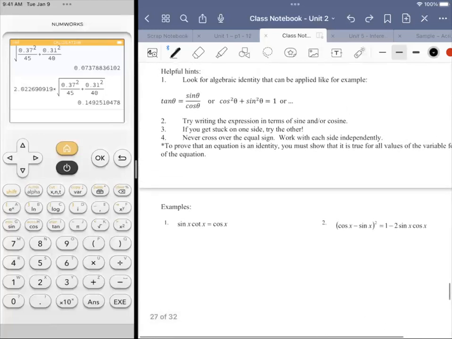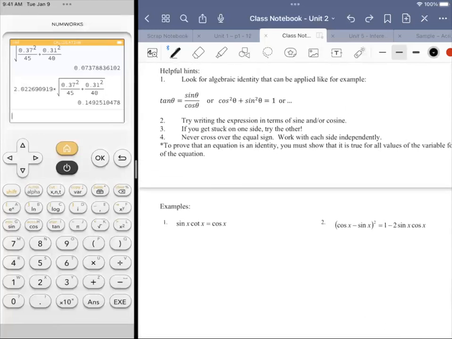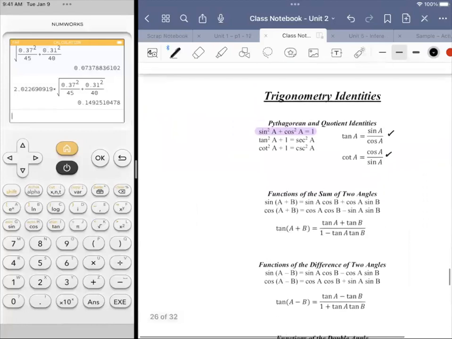All right. So on the previous page, you have the helpful hints. I call it helpful hints, but it's more like this is how you do it. So maybe I'll just call that process from now on, because usually the helpful hints come after you tell somebody how to do something to begin with. So the first thing you're going to do is look for an identity that can be applied. Like, for example, tangent is equal to sine over cosine, or cosine squared plus sine squared is equal to 1. That's all coming from this stuff over here.